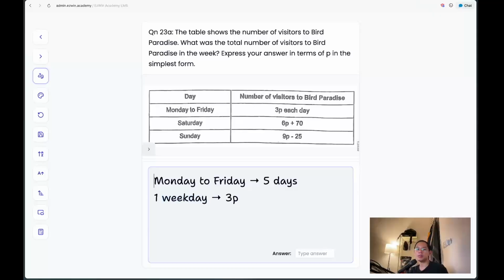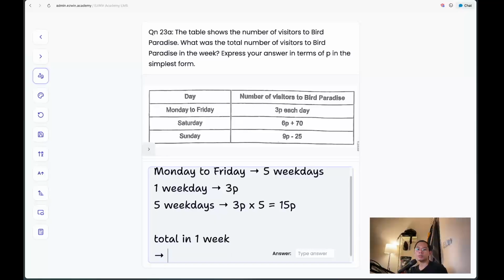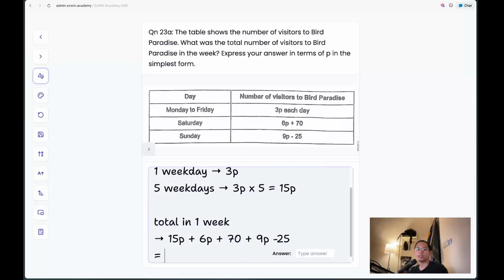Let's make it a bit more clear. 5 weekdays is equal to 3p times 5, which is 15p. So the total in 1 week is equal to 15p plus 6p plus 70 plus 9p minus 25. In this case, we will just add all the p's together. This will be 30p plus, and then 70 minus 25 will be 45. There you go. So the answer is 30p plus 45.